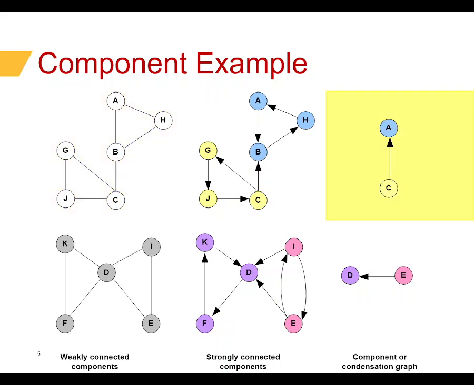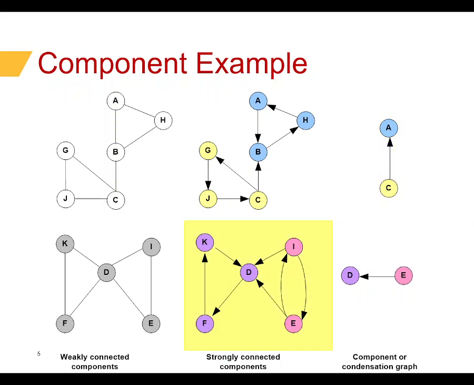The condensation graph reduces the two connected components to two vertices. A, B, and H are reduced to A, and C, G, and J are reduced to C. There's an edge from C to A in the condensation graph because there's an edge from C to B in the original.